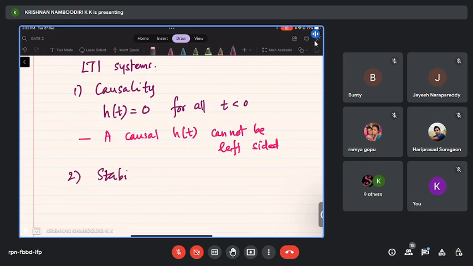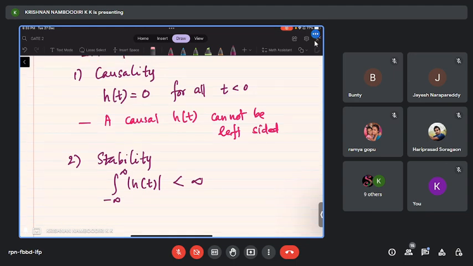Stability means BIBO stability, bounded input, bounded output stability. It is defined as the integral from minus infinity to infinity of the magnitude of h of t being less than infinity. Have you seen it somewhere? This is a condition for the Fourier transform to hold, correct?